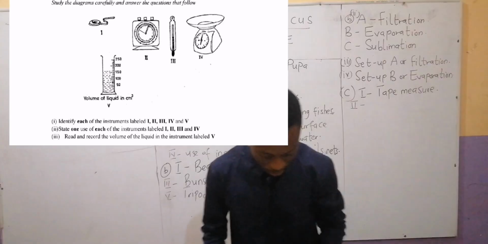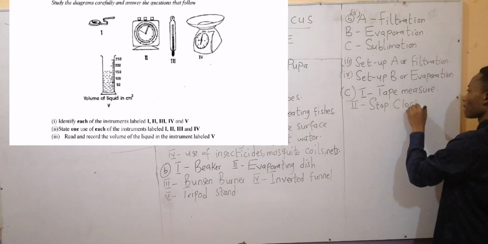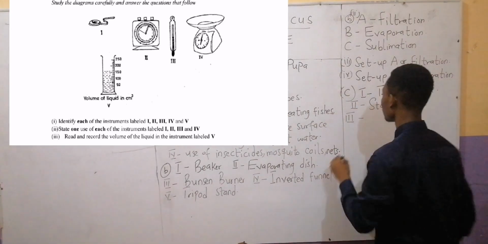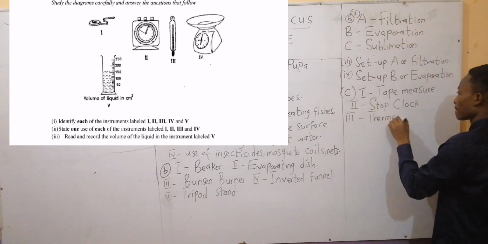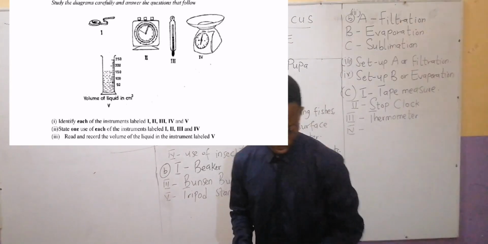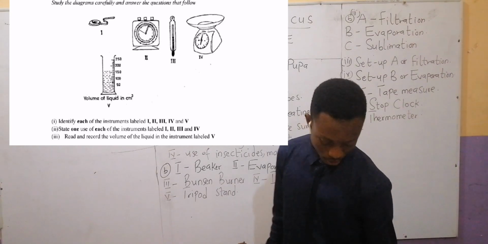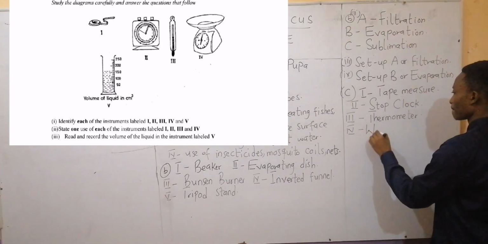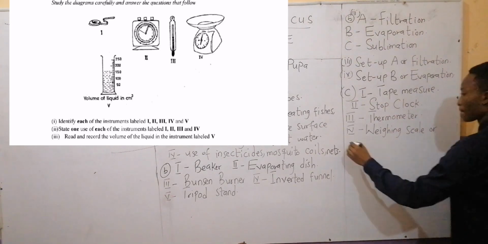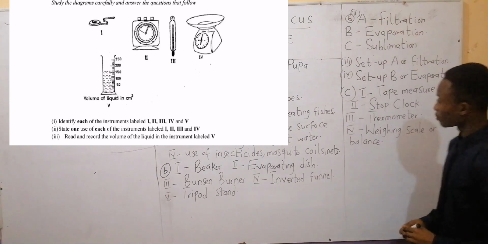II, what instrument is that? That is the stop clock. Someone can also say clock. III, that is the thermometer. IV is a weighing scale, or the weighing balance.